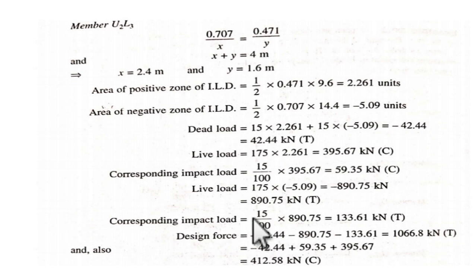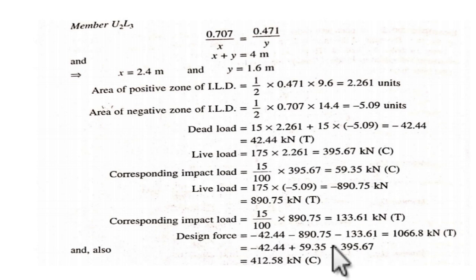So this is tensile. Now what will be the corresponding impact load for this value? Again 15% of 890.75, so it gives us 131.61 kN. So this is tensile, this is negative. Now what is the design force? For the design force, you add all the tensile forces. This is tensile force, this is tensile force, and this is tensile force. Whatever values are given in brackets with T, you add all of these. So the design force is 1068, this much tensile force.